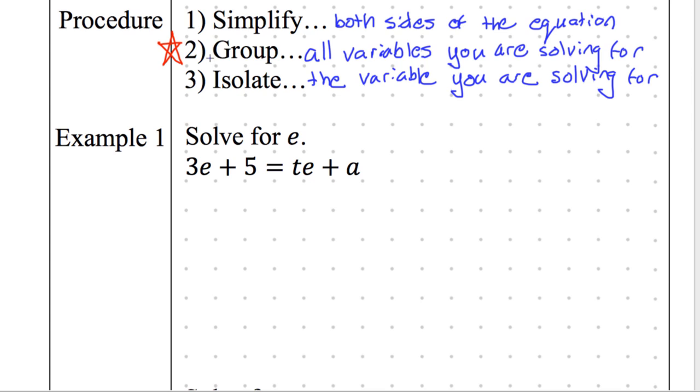Okay, we're on step 2. Group all the variables we're solving for. We are solving for e. So let's find our e's. We have an e here. We have an e here. We need those on the same side. We need to group them onto the same side. So we just choose a random side. I'm going to choose the left. So I'm going to somehow move this te to the left-hand side.